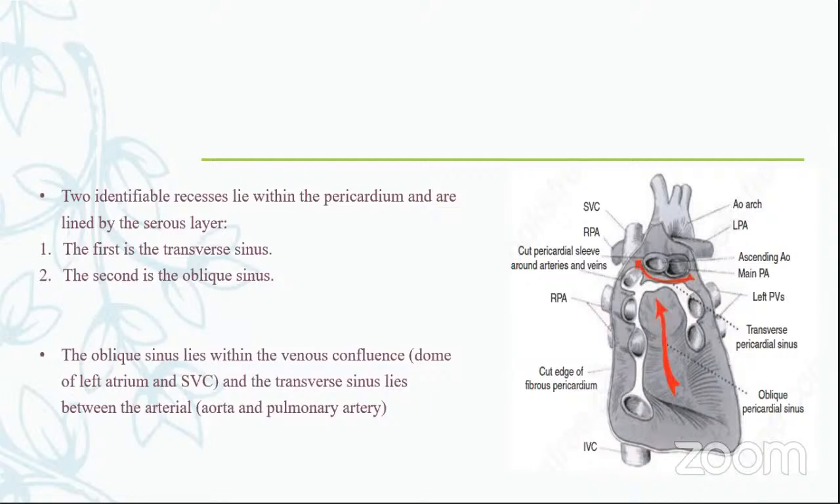And here again, in the transverse sinus, the pericardial reflection is from the parietal pleura onto the SVC. When you want to snare the SVC, you pass a right angle or a Satinsky clamp around behind the SVC, and you cut the reflection of the pericardium to go around the SVC. So this is about the reflection of the pericardium in routine cases of any surgery requiring snaring of the SVC and IVC.